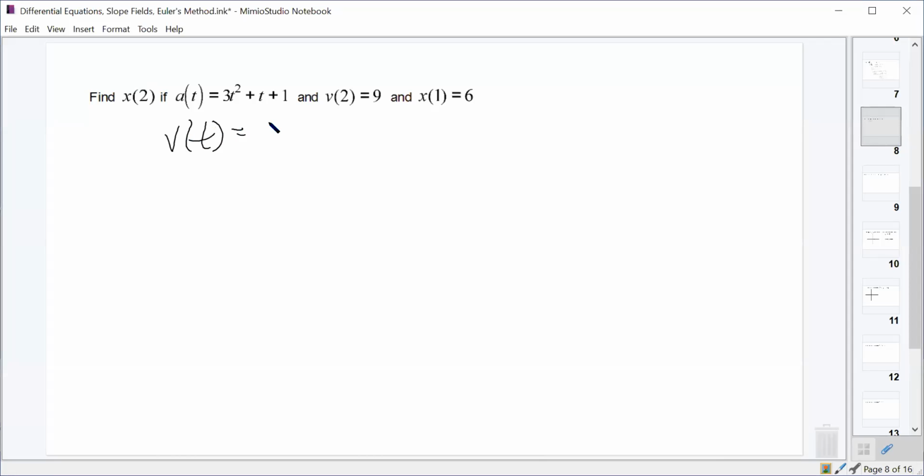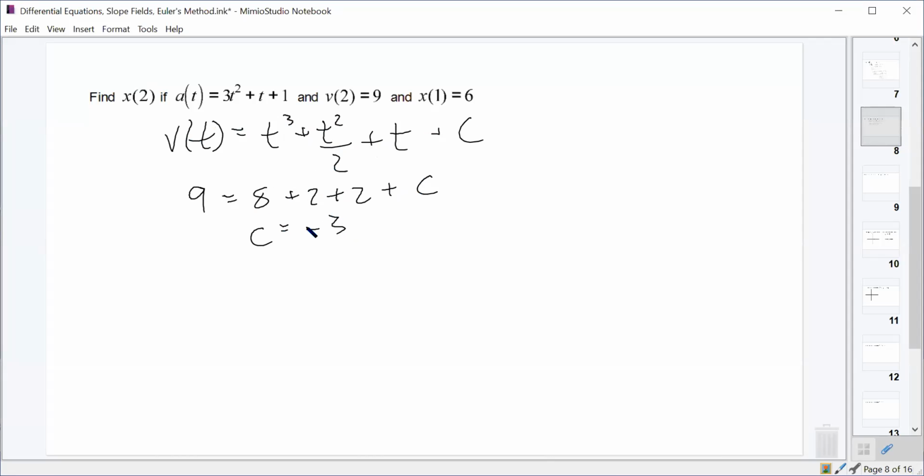So first off, v of t was what? T cubed plus t squared over 2 plus t plus our constant. And if we plug in 2, we should get 9. So 2 cubed is 8. 2 squared over 2 should just be 2 plus another 2 plus our c gives us what? Our constant is, looks like -3. And so v of t is t cubed plus t squared over 2 plus t minus 3.